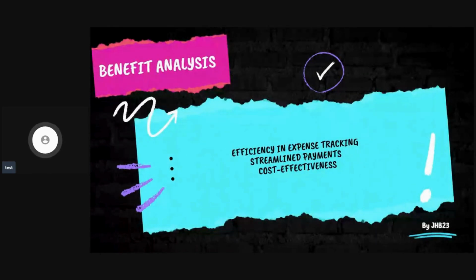Now I'll take you through our benefit analysis. On our benefit analysis, we include efficiency in expense tracing. We include streamlined payments, cost effectiveness, and efficiency in expense tracing. Users can record and trace expenses easily, avoiding manual tracing errors.